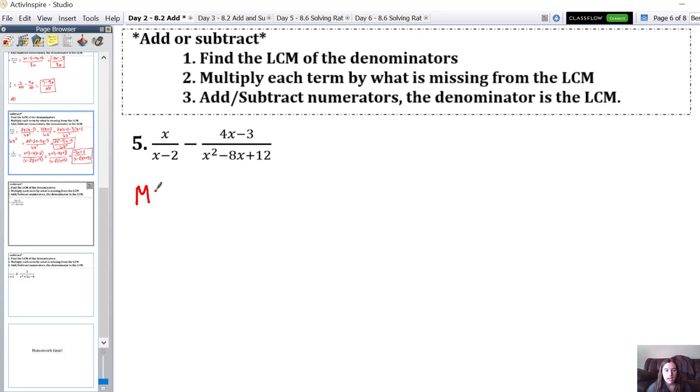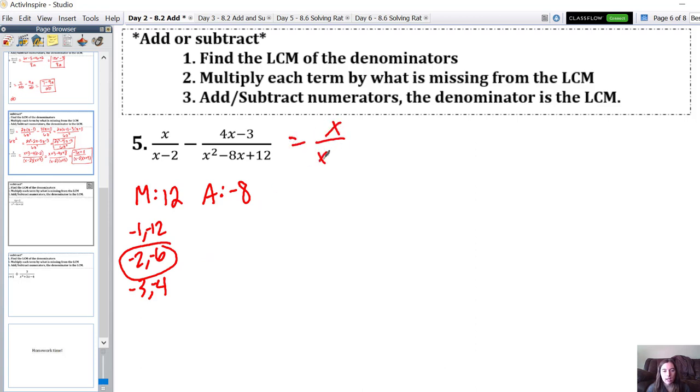I need to see what multiplies to 12 that adds up to negative 8. My factors of 12 are 1 and 12, 2 and 6, 3 and 4. Since we're multiplying to be a positive number but adding to be a negative, both of my terms would need to be negative. And I need to add up to negative 8. That would be negative 2 and negative 6. So now we've got x over x minus 2 minus 4x minus 3 over x minus 2 times x minus 6.